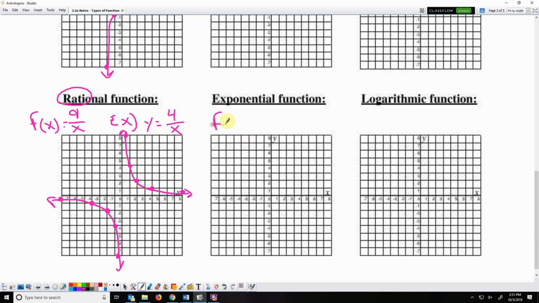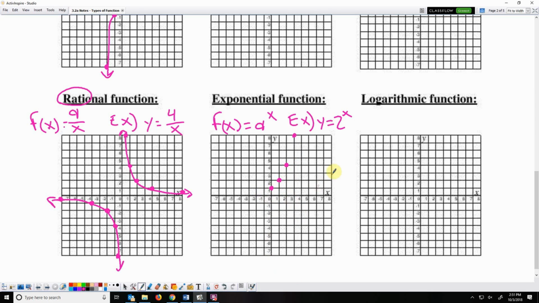An exponential function, f of x equals a number to the x power. So let's do an example of y equals 2 to the x power. 2 to the 0 power, just like anything to the 0 power, is 1. 2 to the first power is 2. 2 to the second power is 4. 2 to the third power is 8. So you can see that with each interval to the right, it's getting steeper, going up faster.